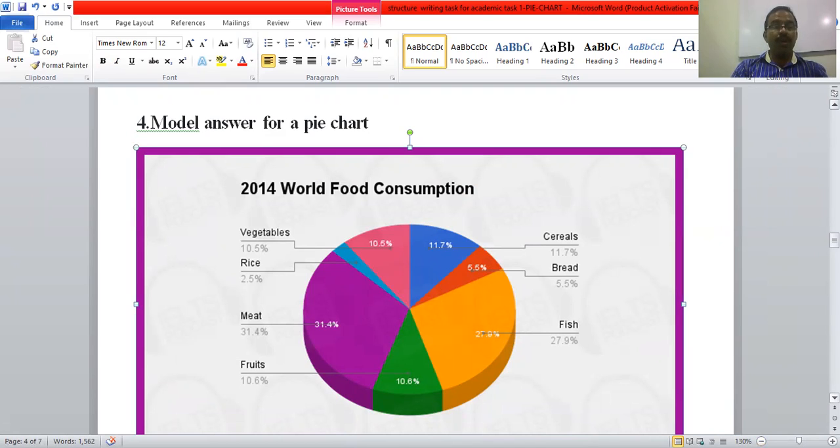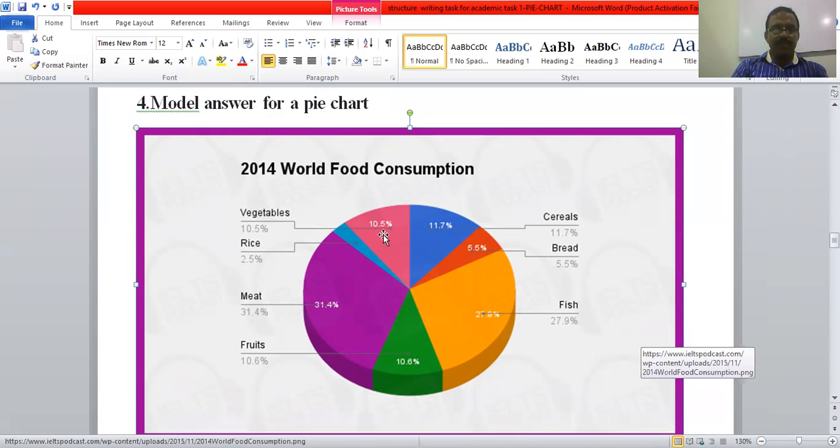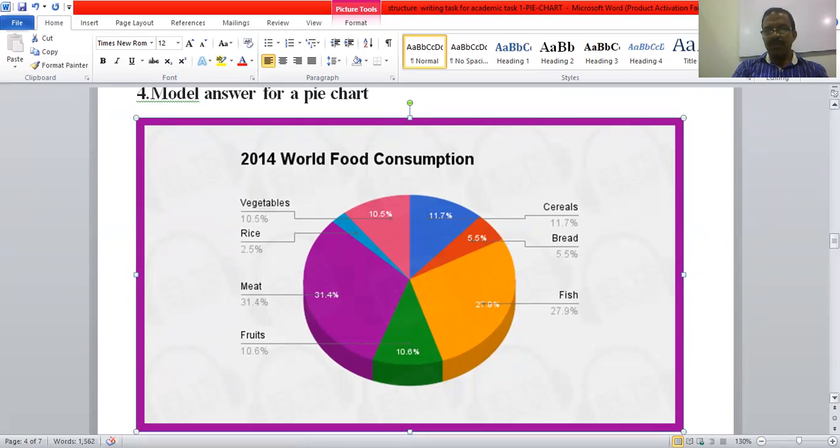Okay, world food consumption. It means all the world. Okay, so what happened with the consumption of the vegetables? This is 10.5. Then the rice 2.5. Then the meat 31.4 percent, and then the fruits 10.6, and then it is fish, it is 27.9%, and then bread, it is 5.5, and then cereals, that is 11.7.